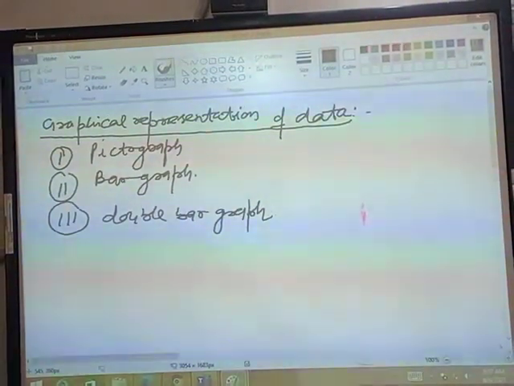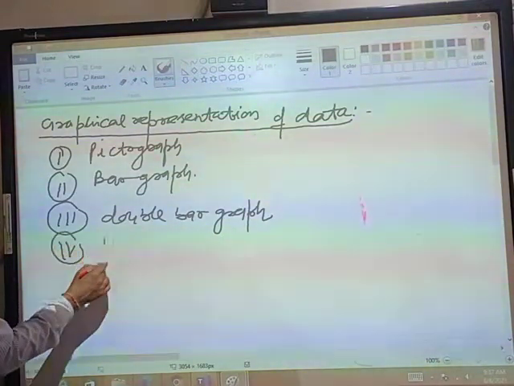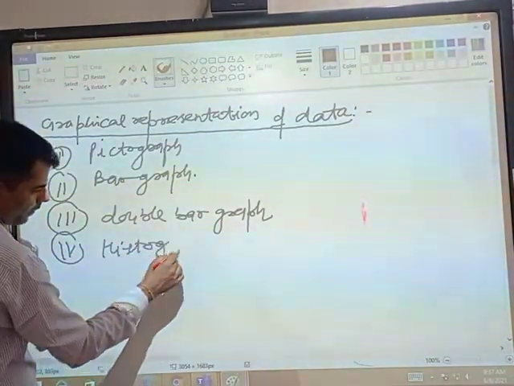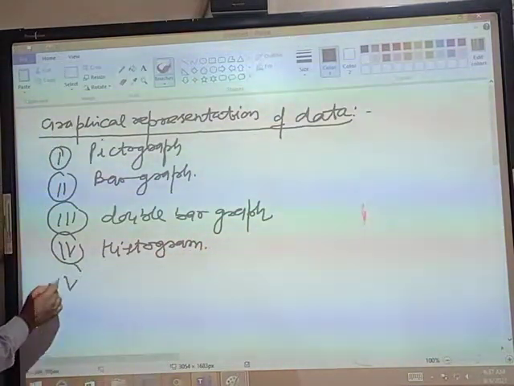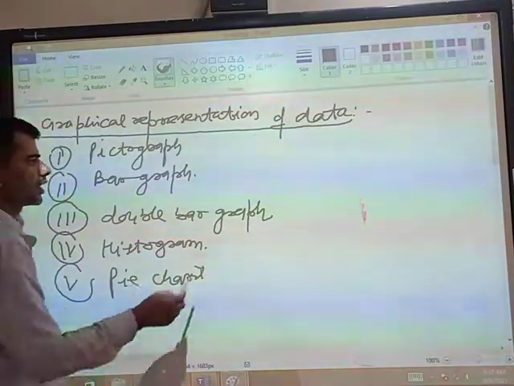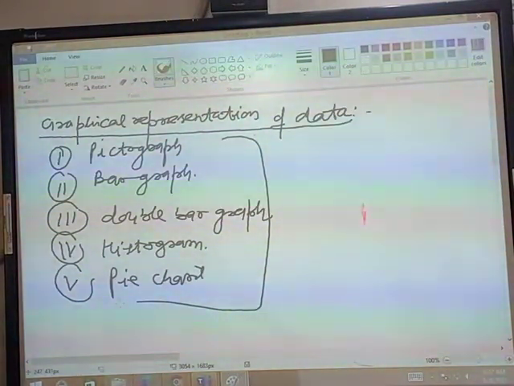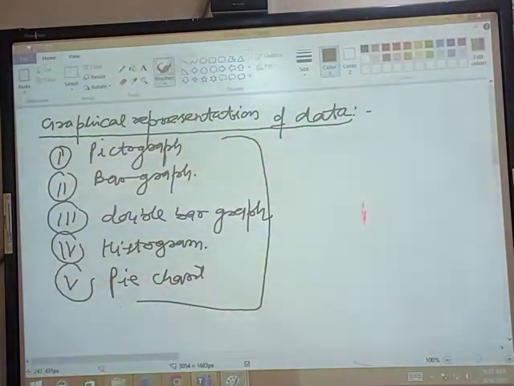Histogram and pie chart. We will study all of these in the chapter. Okay. Now exercise 5.1.